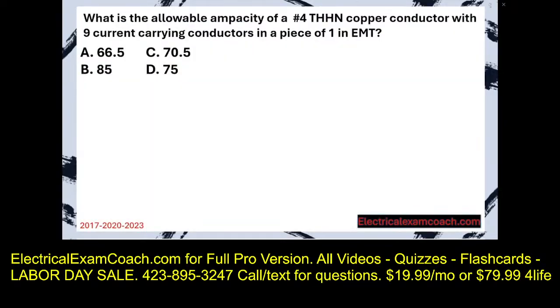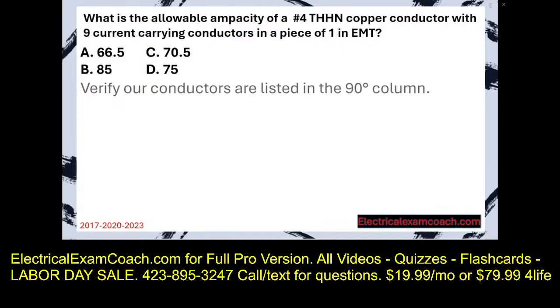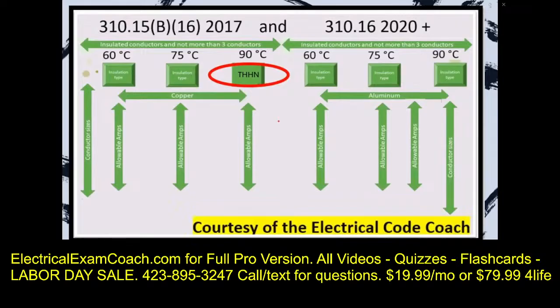What is the allowable ampacity of a number 4 copper conductor with 9 current carrying conductors in a piece of 1-inch EMT? Step 1, we're going to verify that our conductors are listed in the 90-degree C column. We head to our primary ampacity table on the copper side, and we make sure that THHN is listed. If it's not listed there, for the purpose of exam prep, I just want you to go to whatever column that it is listed in and do the math.